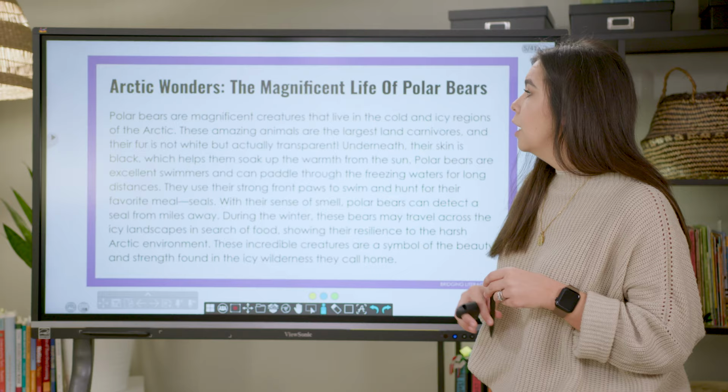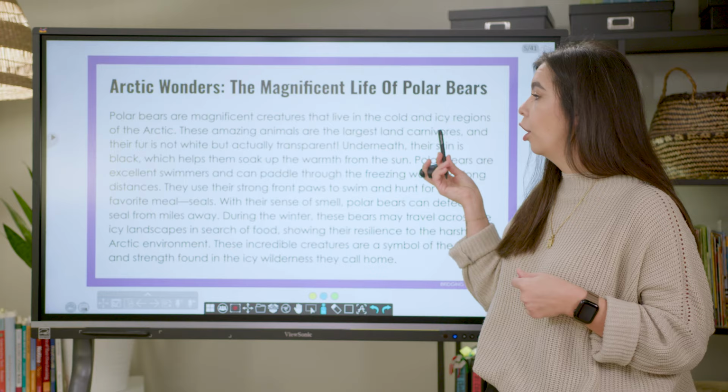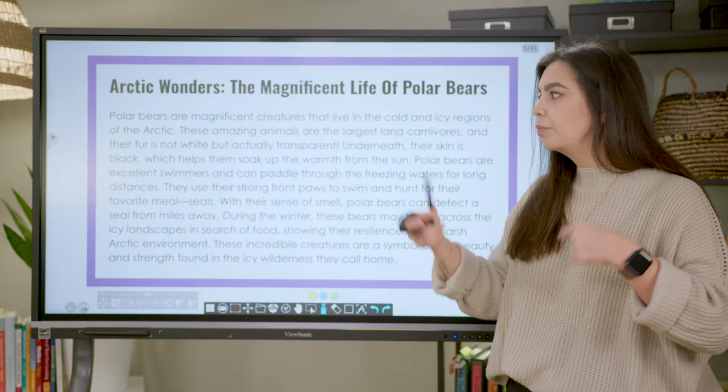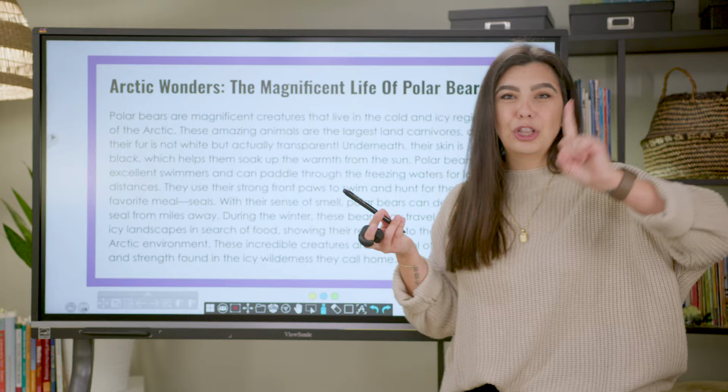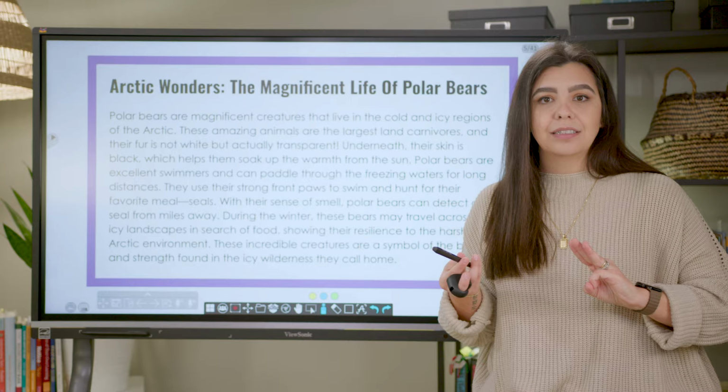So if I'm looking at the next sentence that I have here, "These amazing animals are the largest land carnivores and their fur is not white, but actually transparent." When I go to do my close reading, I want them to pick up on this section here, that they're the largest, that they're carnivores, and that they are transparent, okay?